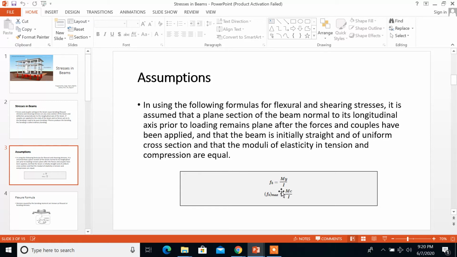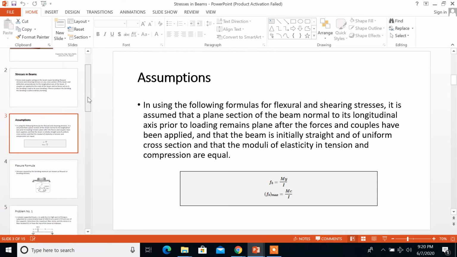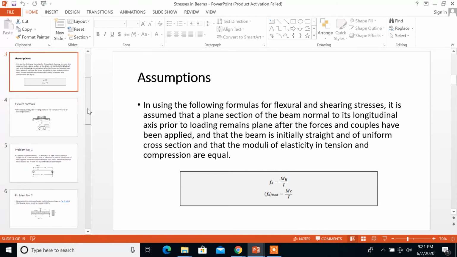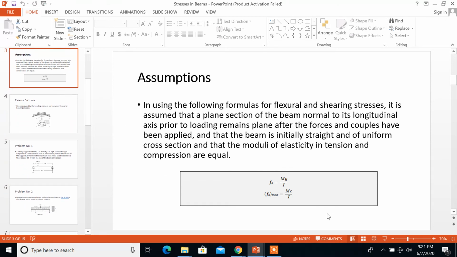So, for the bending stress, formula natin is equivalent to My divided by I, where Fb is the bending stress, then M is the moment, then Y is the centroid of the material, and I is the moment of inertia. So, Fb maximum is equivalent to Mc over I, where yung C natin is kalahating distance nung material, kapag rectangular lang siya. So, ayan.